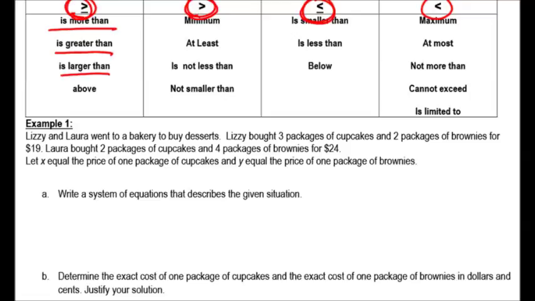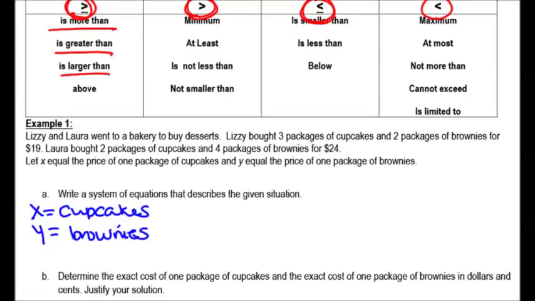All right, so let's go ahead and look at example 1. Lizzie and Laura went to a bakery to buy desserts. Lizzie bought 3 packages of cupcakes and 2 packages of brownies for $19. Laura bought 2 packages of cupcakes and 4 packages of brownies for $24. Let X equal the price of 1 package of cupcakes and Y equal the price of 1 package of brownies. Okay, so I'm going to write that down. X is my cupcakes and Y is my brownies.